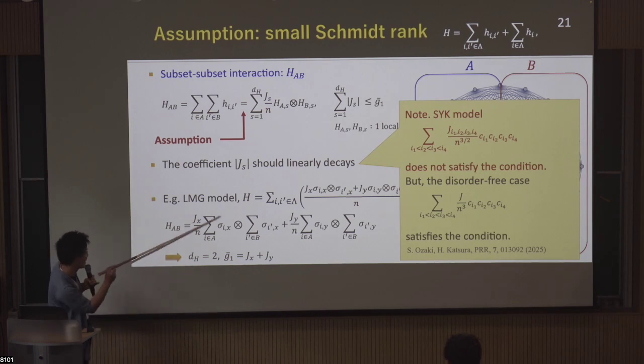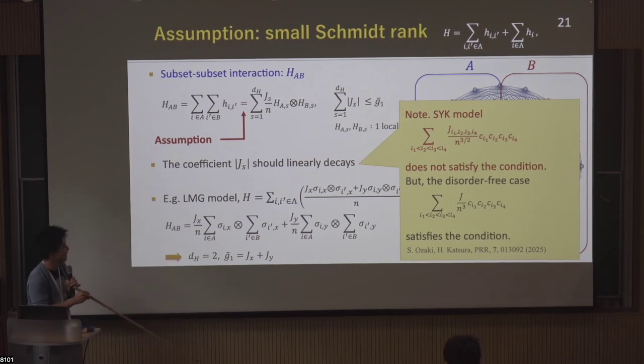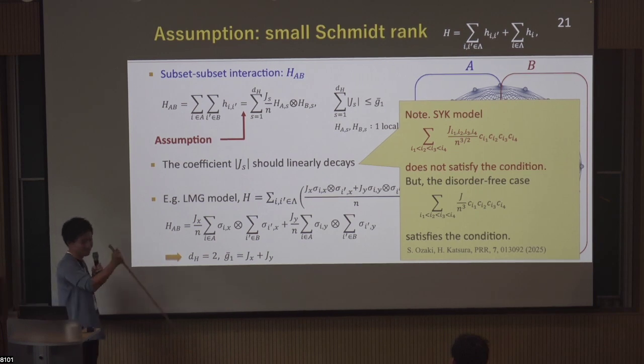For example, in the case of the LMG model, we can prove that G1 bar is given by Jx plus Jy. So this G1 bar is determined by the explicit Hamiltonian structures. But in this talk, I assume that G1 bar is order 1.